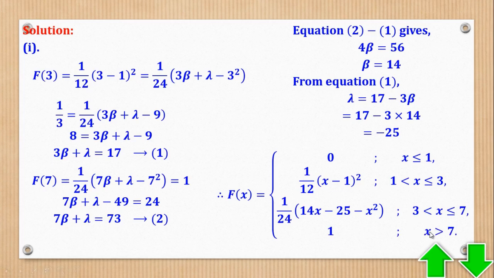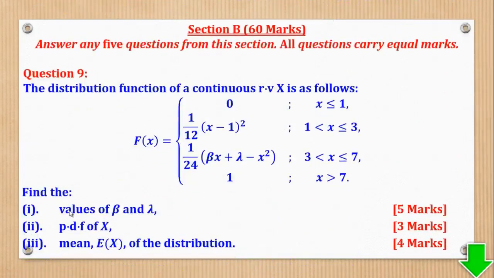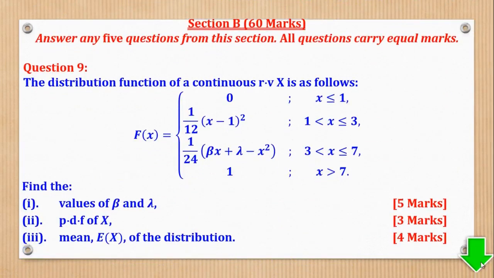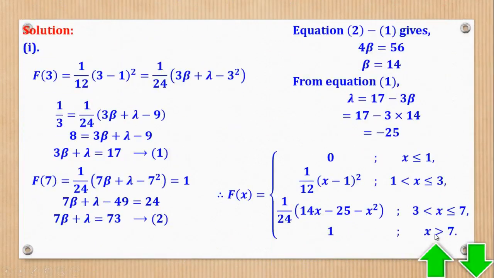Then Roman 2, they want the PDF. So the PDF will be got by differentiating. So from capital F to small f, you differentiate. So I'm going to differentiate all these terms.